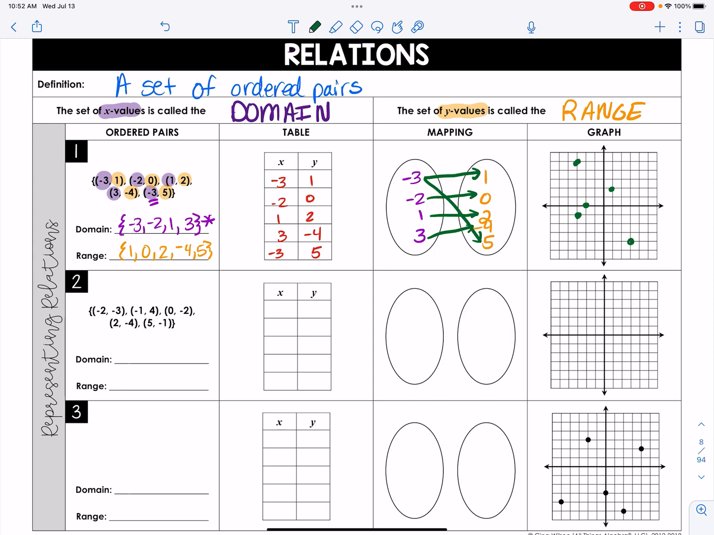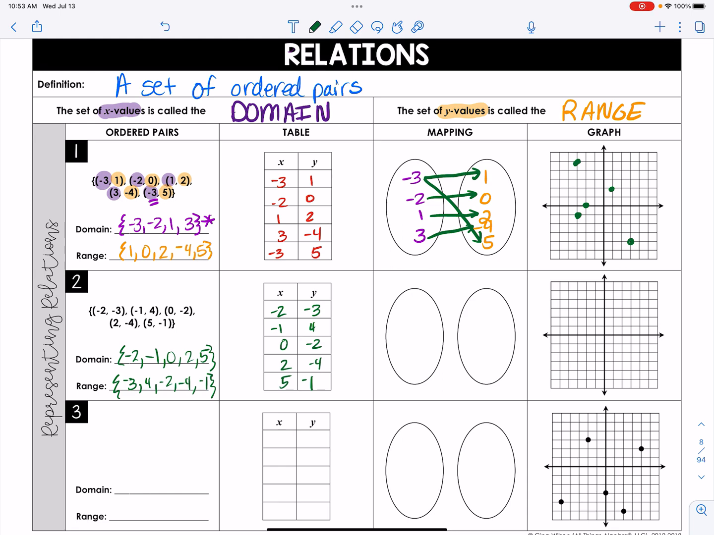All right, so what I would like you to do right now is pause the video and fill out the next 2, please. Okay, so my domain on this one, if you hit pause, is -2, -1, 0, 2, 5. And my range ends up being -3, 4, -2, -4, and -1. So none of them repeat. So then I can put that in a table: -2, -3; 0, -2; 2, -4; 5, -1.